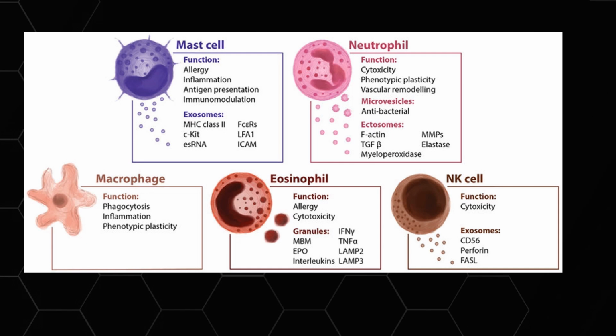Then we have natural killer cells. They are also cytotoxic cells. They also kill the incoming antigen, incoming virus or incoming pathogen directly. In exosomes, they identify CD56 and bind to that and act accordingly. They also interact with perforins. So this is just an overview of a few cells.